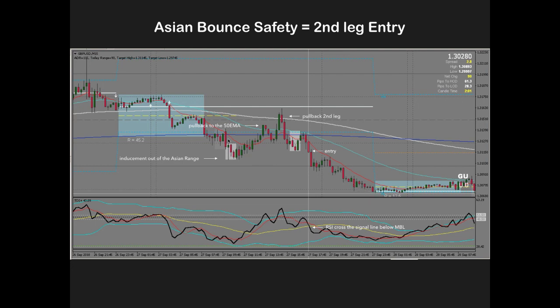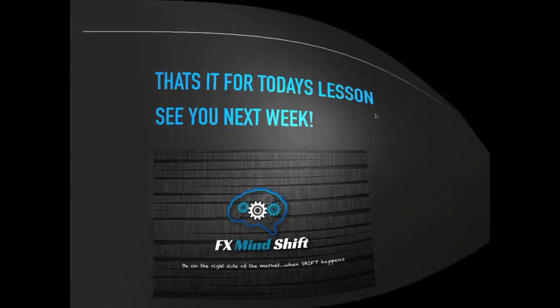So again, inducement out of the Asian range, pullback to the 50 EMA, does not come down, and gives you a second leg. If you had your stop loss above here, you got stopped out. Take your scratch, wait for the second leg entry. This candle shifts below the EMAs, but does not close below the market baseline. So you have to wait until it closes below the market baseline to take your trade. And we got a nice head and shoulders here. All right, guys, so that was the Asian bounce trade.